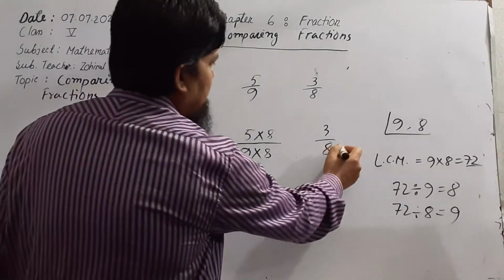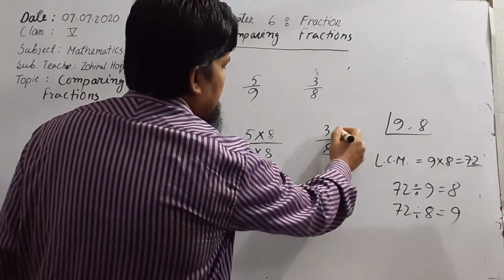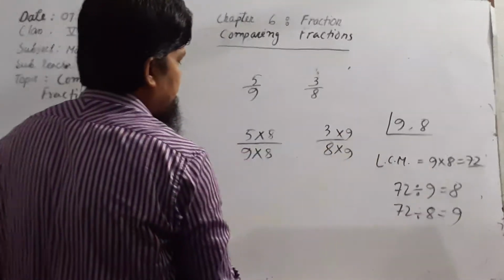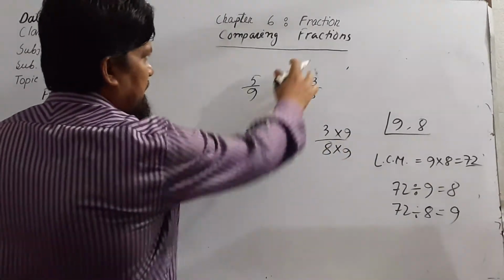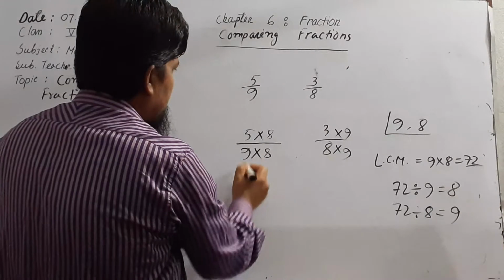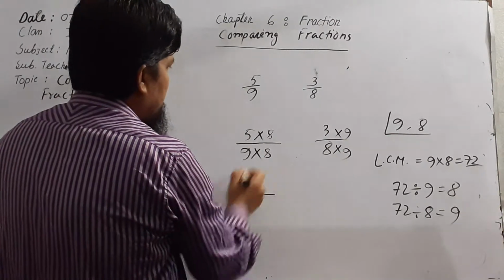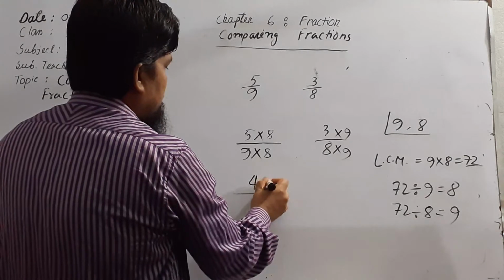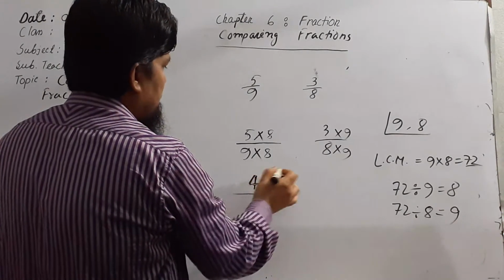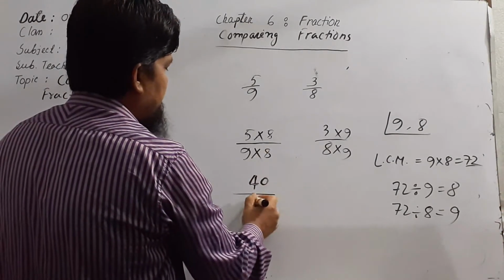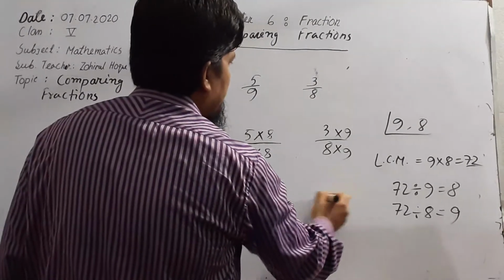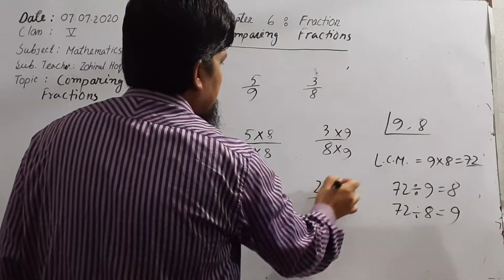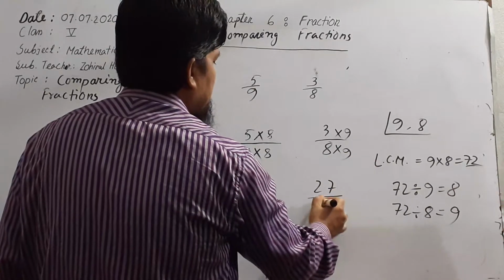So we need to multiply by 9. 9 8s are 72. So that value will remain the same. Now 5 8s are 40, and 8 9s are 72. And here 3 9s are 27 and 9 8s are 72.